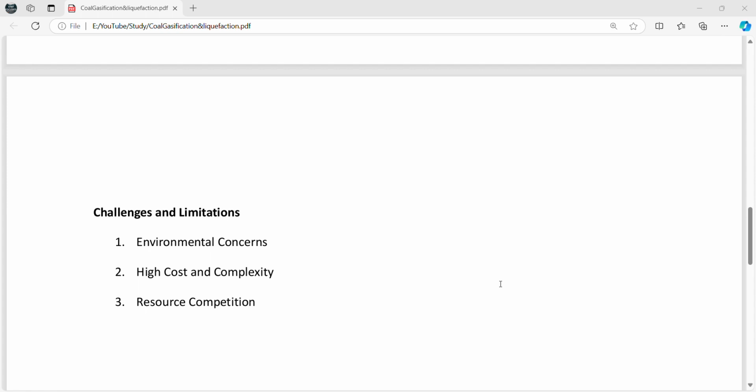But what the CTL plants are actually doing is capturing the CO2, and this captured CO2 can be transported and injected into an underground storage reservoir. This capturing, transporting, and injecting into an underground storage reservoir is called carbon capture and storage. So we can say that one of the disadvantages is that without this carbon capture and storage, coal liquefaction can significantly increase CO2 emissions, impacting climate change efforts.